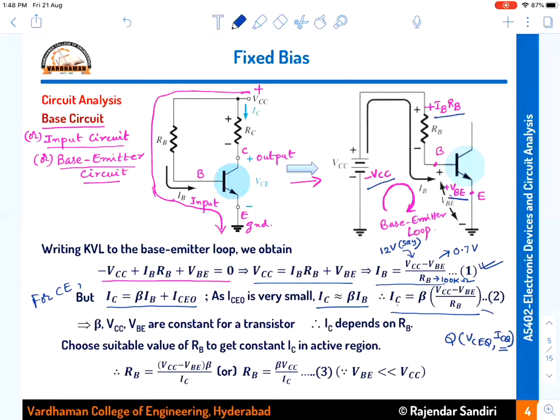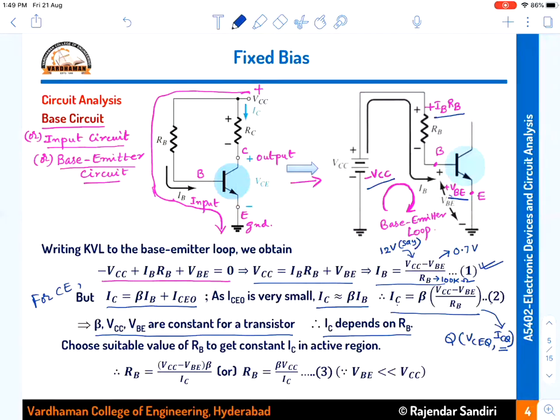Okay. Now in the process of calculating the operating point, we have taken the base emitter circuit, or base circuit, or input circuit, and I have applied the KVL. Then I calculated the IB. Then I calculated IC by the relationship IC is equal to beta IB, and we got the y-intercept of IC in the operating point. Is it okay? Now beta, VCC and VBE are constant for a transistor. Then IC depends on RB. VCC, VBE, beta are fixed, but the RB value I can keep changing, the resistance that I choose in the circuit. So IC depends upon RB.